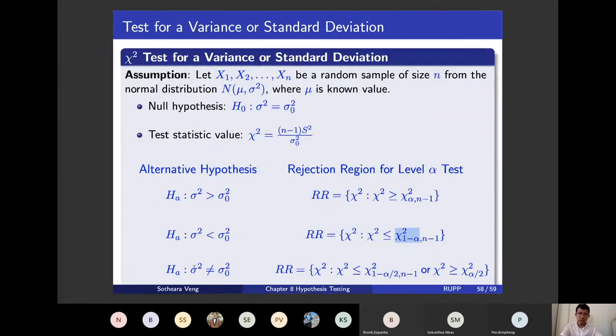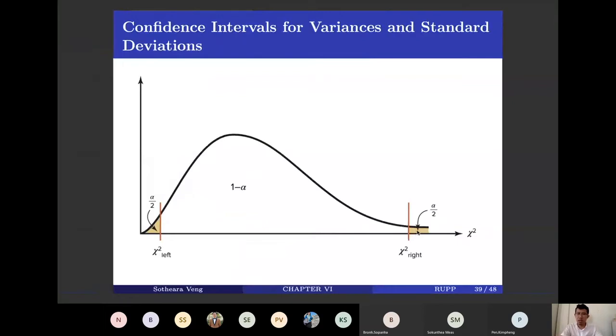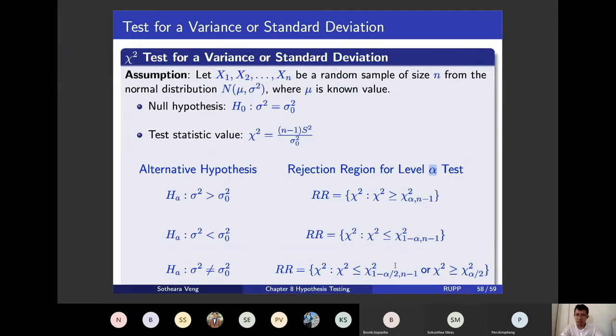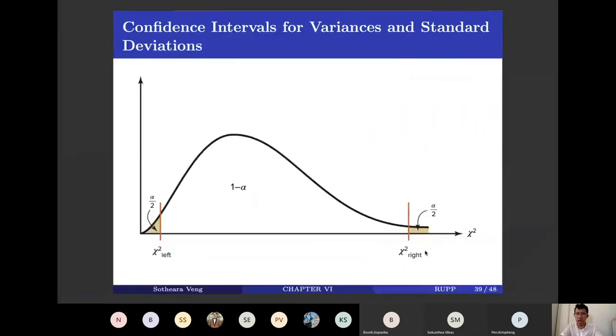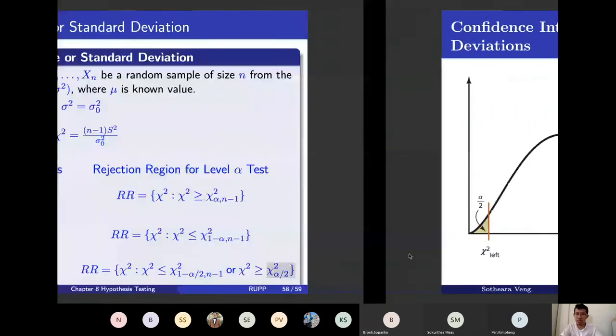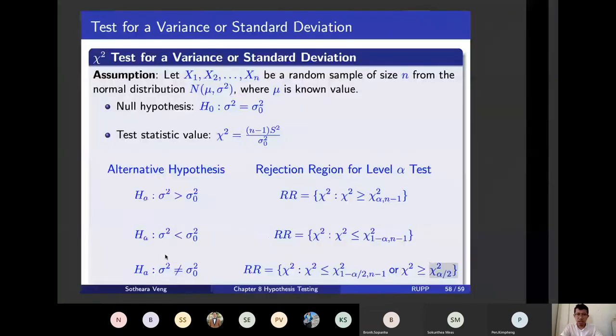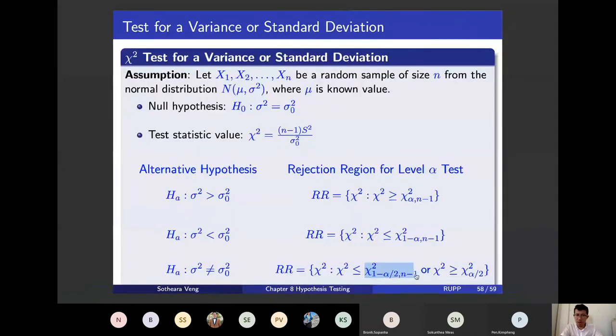And this is the case when we think of two tails, or both tails. So when you specify the significance level alpha, you have to set the area to the left and to the right as alpha over 2. So what is the corresponding chi-square right? It is this one, chi-square alpha over 2. This is exactly chi-square right, and the chi-square left in this case is exactly this one.